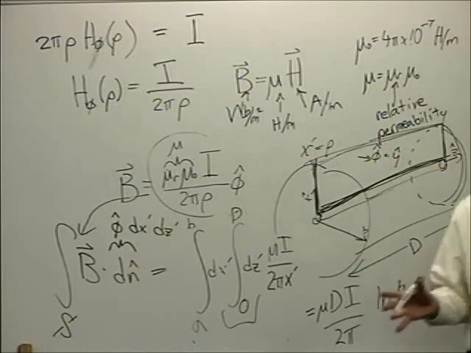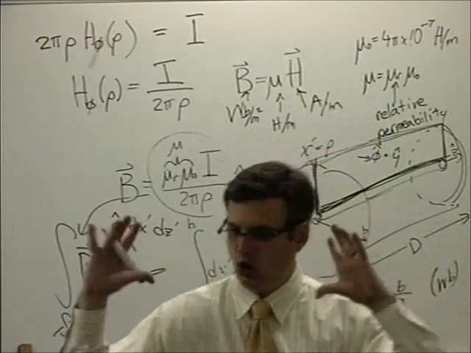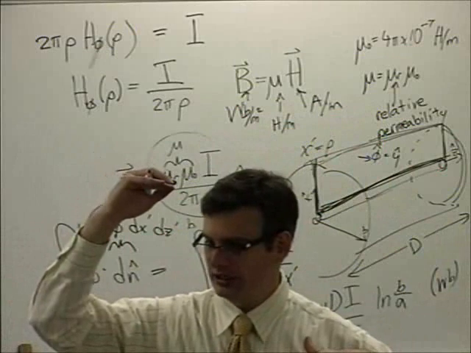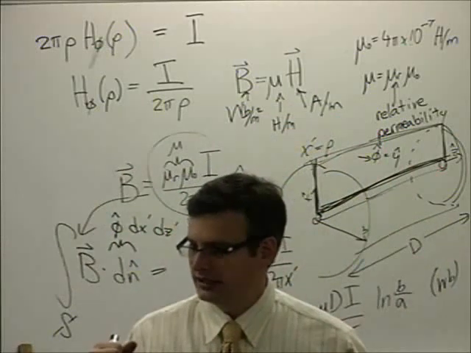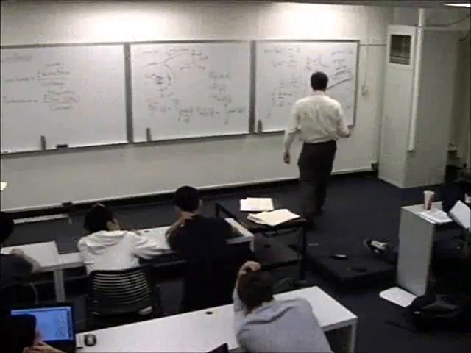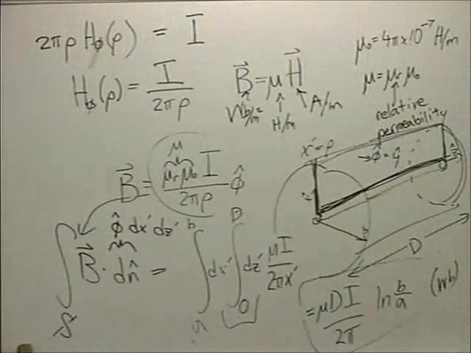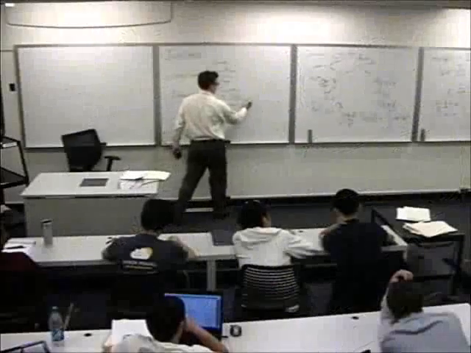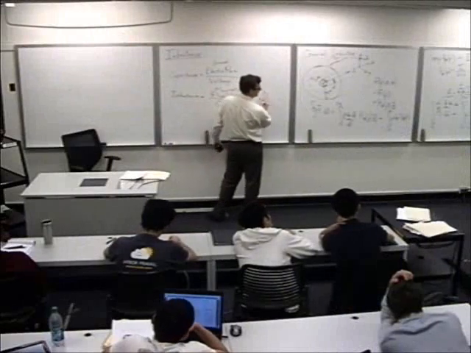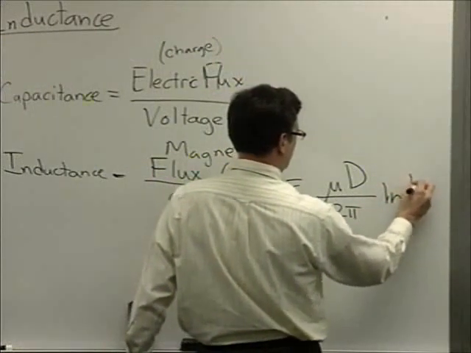Okay, we've done a lot of math to get to this point, but let's not forget the original definition. The total amount of flux between those two conductive paths that are carrying currents divided by the current, I, is equal to the inductance of the system. So if this is my final answer, then the inductance of the system must be equal to mu d over 2 pi log b over a.